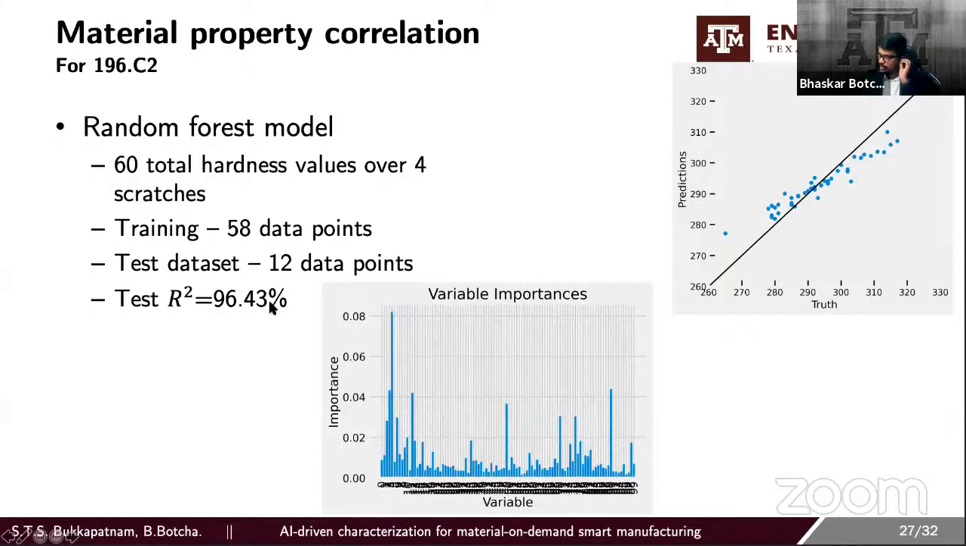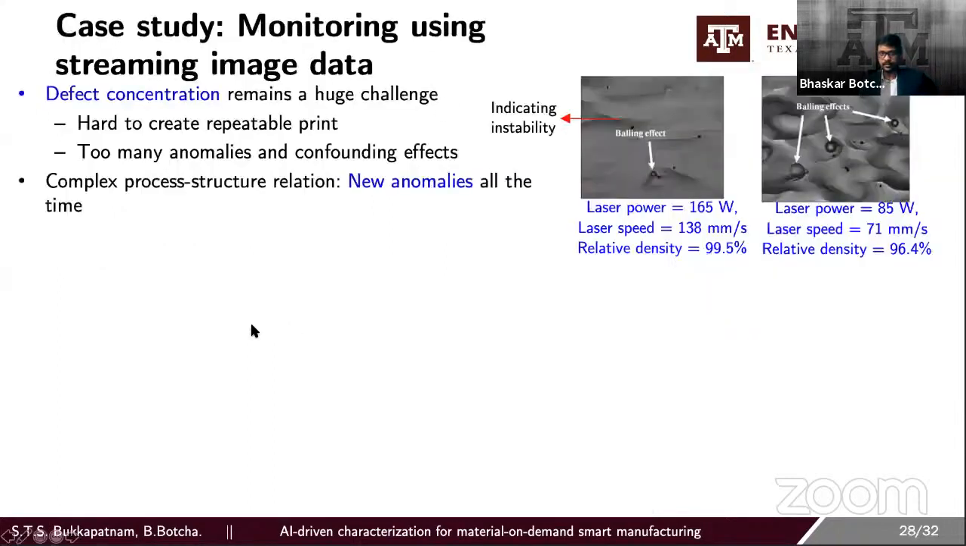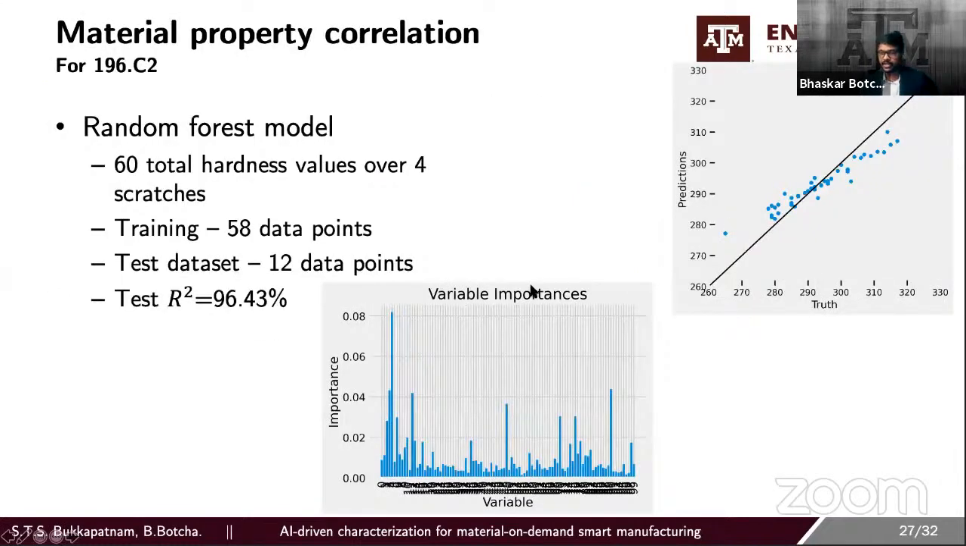The test accuracy of this particular model where I predict my hardness values was around 96.43. Again, this stems from the fact that the hardness values for these two particular materials are way off, and we can clearly see that from the signals which we obtain. And that is for material property correlation.